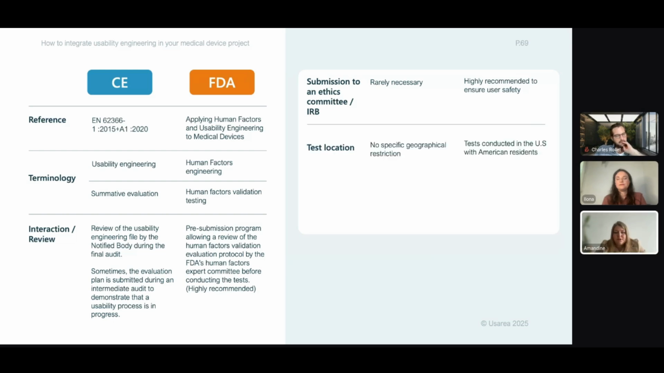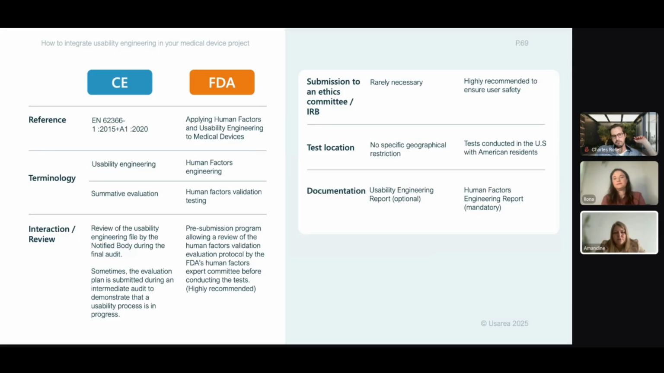And regarding test location, for CE marking, you don't have any specific geographical restriction. While it's in Europe, you can do your test wherever you want. While for the FDA, they want you to conduct the test in the US with American residents.